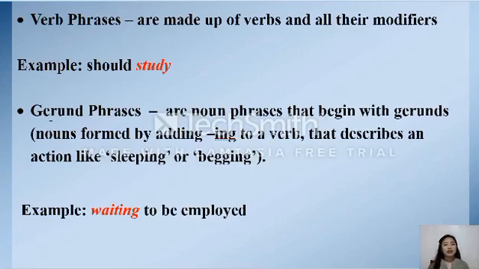Last is the gerund phrases, which are noun phrases that begin with gerunds. Gerunds are nouns formed by adding ing to a verb that describes an action like sleeping or begging. On the example given, waiting was formed on a gerund because the verb wait was added by an ing. Waiting to be employed doesn't have a subject, therefore it doesn't have a complete thought, and it is an example of a gerund phrase.